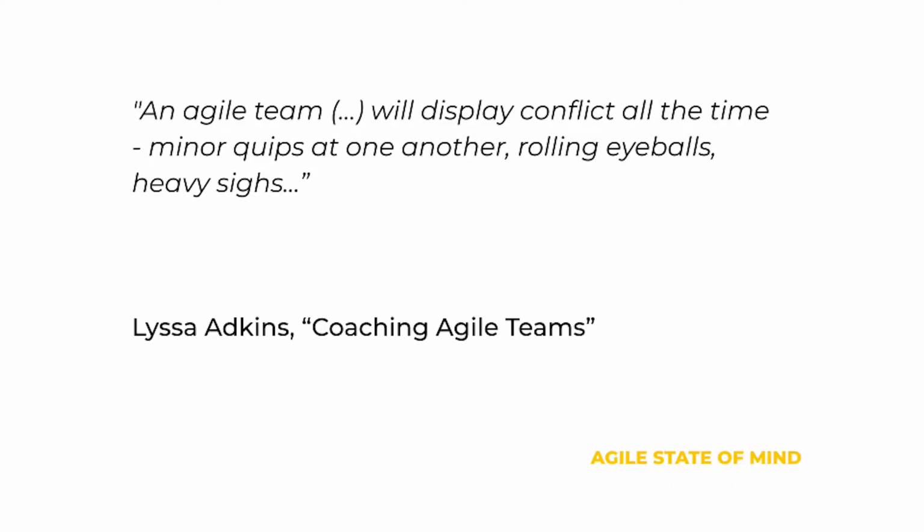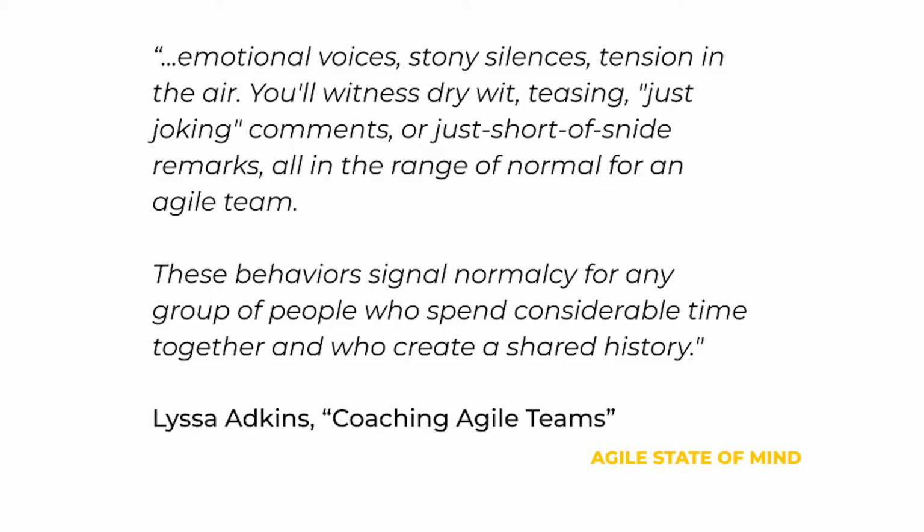Now let's see how Lyssa describes it. An Agile team will display conflict all the time. Minor quips at one another, rolling eyeballs, heavy sighs, emotional voices, stony silences, tension in the air. You'll witness dry wit, teasing, just joking comments, or just short of snide remarks, all in the range of normal for an Agile team. These behaviors signal normalcy for any group of people who spend considerable time working together and who create a shared history. As she said, it is normal and it will happen.